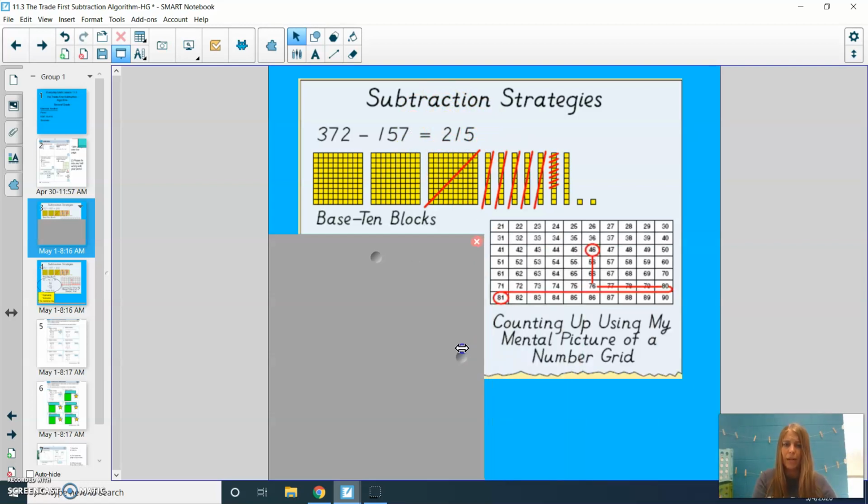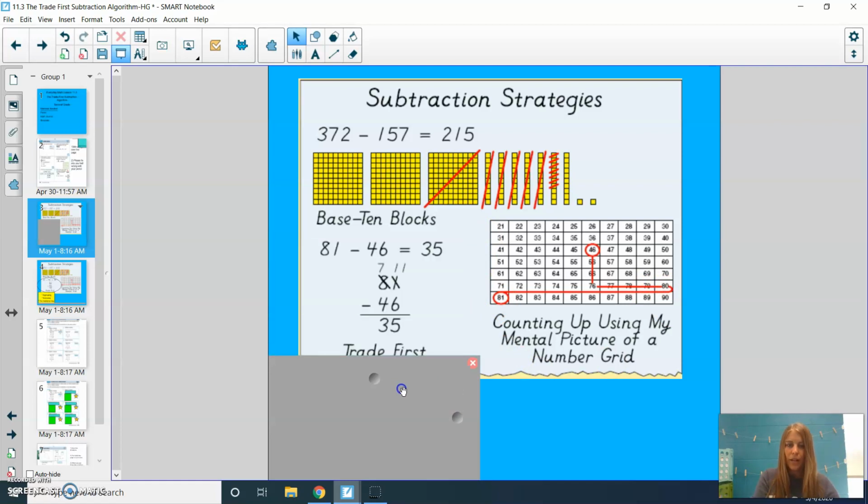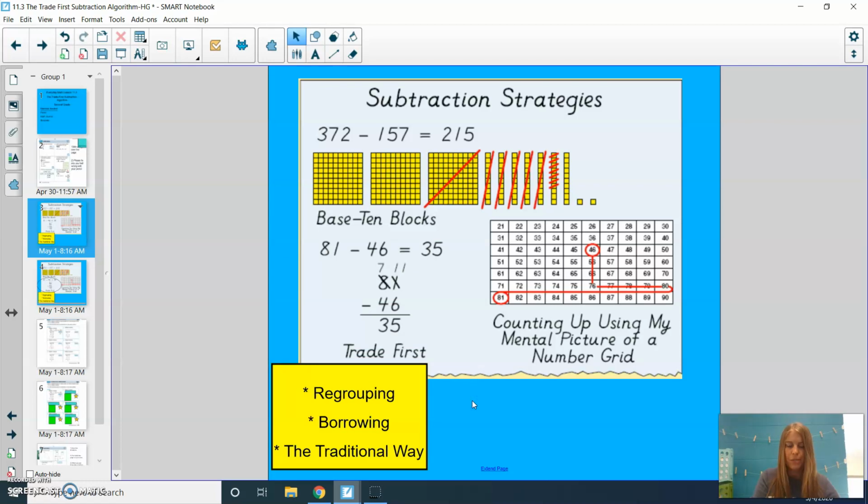Another way to think about it is with the counting up method. So if I have a problem like 81 minus 46, I could start at 46 and I could count up until I get to 81. So you can see I have my 10, 20, 30, then 31, 32, 33, 34, and lastly 35, giving me my answer.